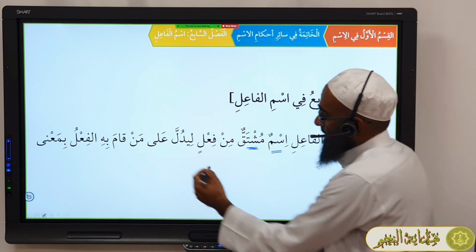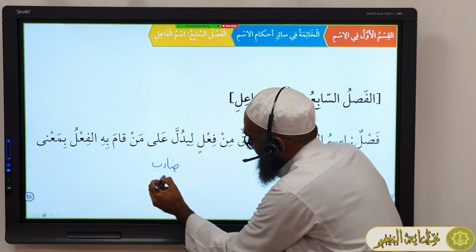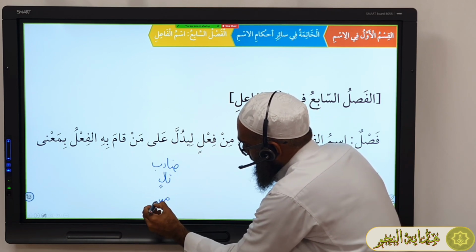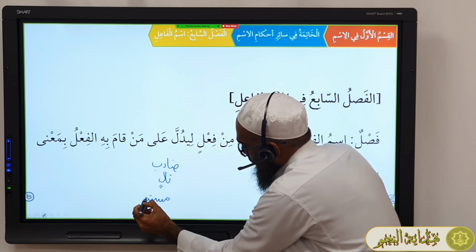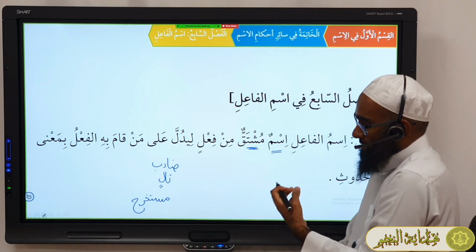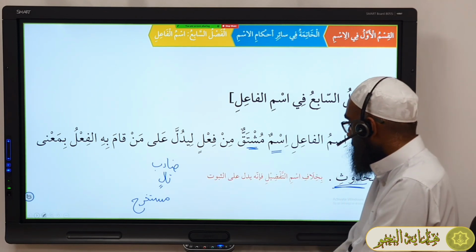So for example, if I say ضارب, تال, مستخرج, all of these forms, these sighas, they show the person who is doing the action but in a huduth form. Why do you say huduth?